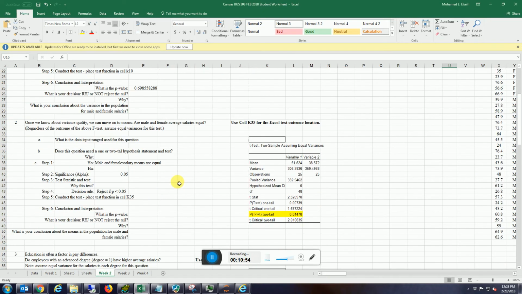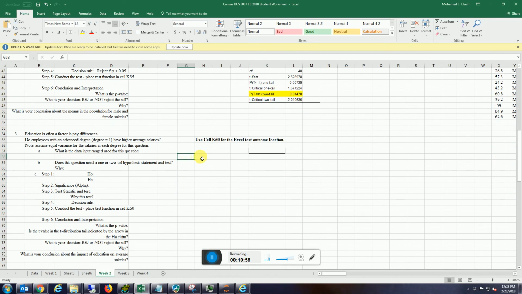So here, the difference between this test, we're still going to conduct a t-test because we're comparing means for the two populations, but this one we want a one-tail test because we want to test whether or not employees with advanced degrees have a higher average, not just a different average salary, but a higher average salary.